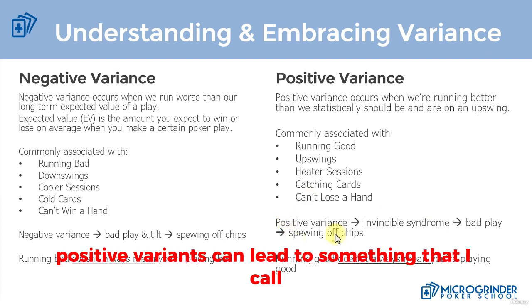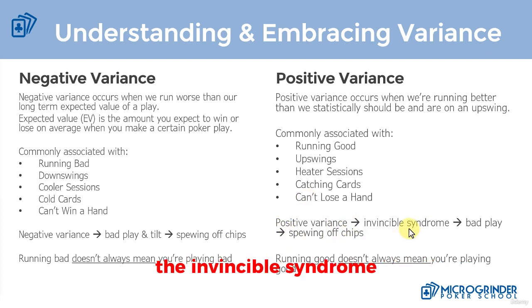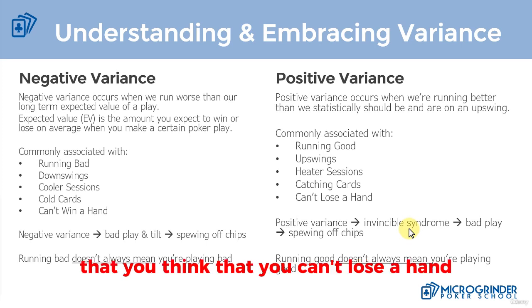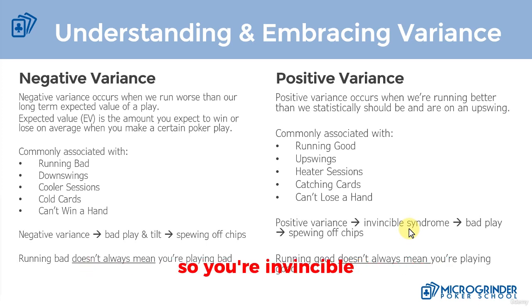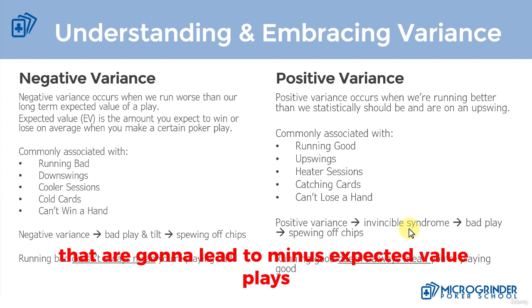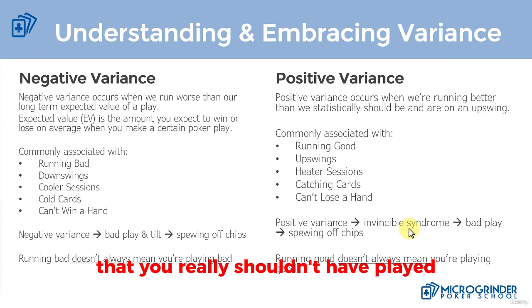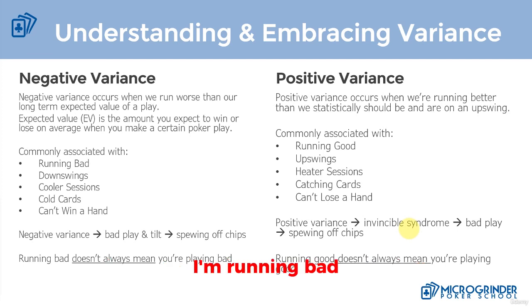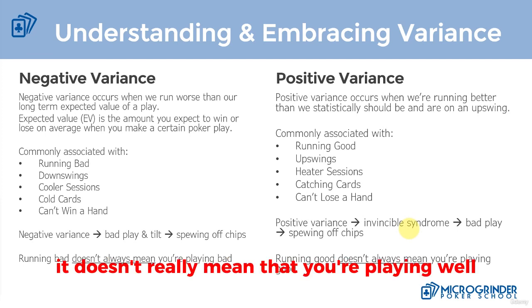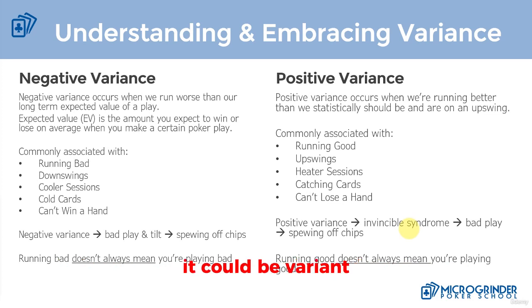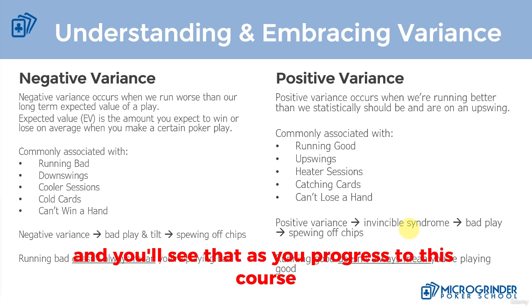Conversely, positive variance can lead to something that I call the invincible syndrome. You're running so well that you think you can't lose a hand, so you're invincible. And so then you're going to start playing hands that you probably shouldn't play. You're going to take risks that are going to lead to minus expected value plays. That's going to lead to bad play and potentially spewing off chips that you really shouldn't have played. So I want you to understand that, because just because you're saying I'm running bad or I'm running well, it doesn't really mean that you're playing well or you're playing bad. It could be variance. It might not be variance. And you'll see that as you progress through this course.